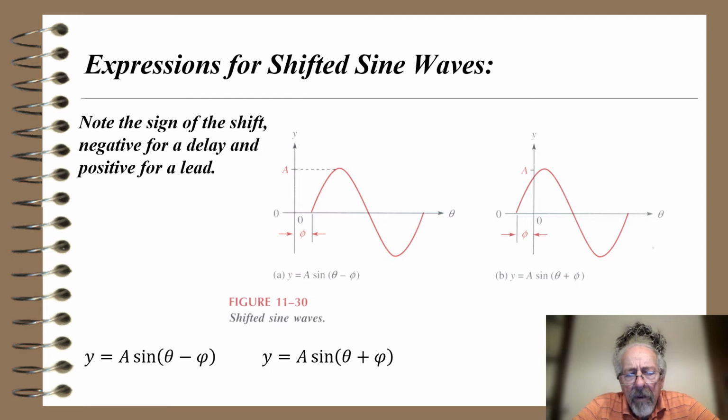One thing we've seen so far is that all these sine waves started at 0. So here we have two diagrams in figure 1130 where we have shifted sine waves. In A, there's an angle phi, which means the sine wave started after time equals 0. In B, we have a sine wave which is shifted to the left by an angle phi, which means it started before time equals 0. Note the sign of the shift: negative for delay and positive for a lead. And there are two equations down there: y equals A times sine of (theta minus phi), or y equals A times sine of (theta plus phi).